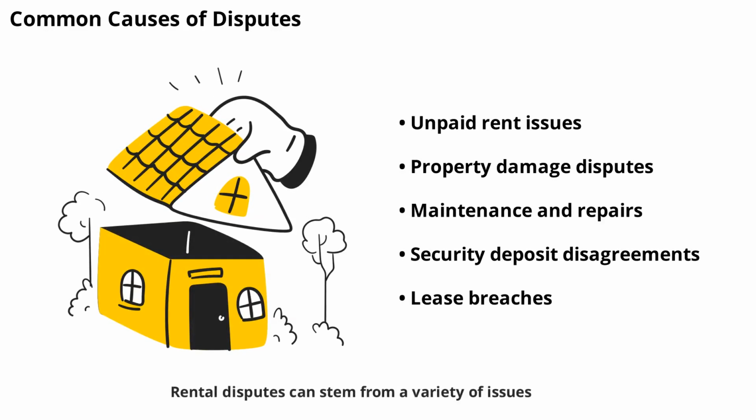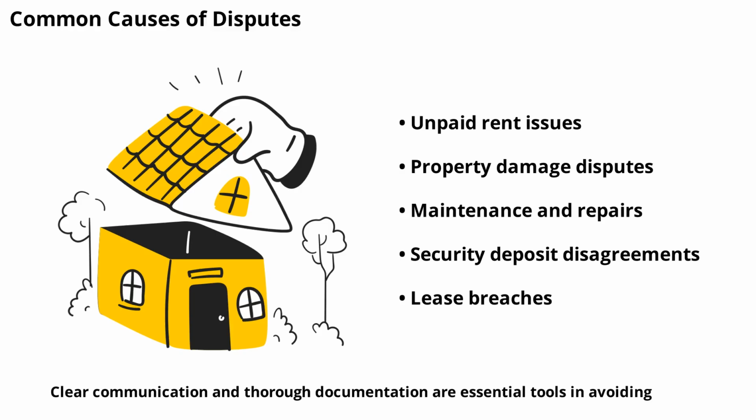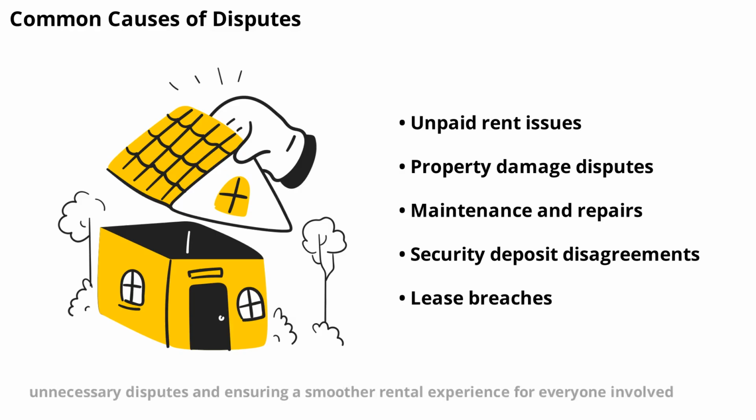Rental disputes can stem from a variety of issues. The most common causes include disagreements over unpaid rent, property damage, maintenance delays, security deposit returns, and breaches of lease agreements. Sometimes, misunderstandings about responsibilities or unclear lease terms can also spark conflict. By recognizing these triggers early, both tenants and landlords can take steps to prevent escalation. Clear communication and thorough documentation are essential tools in avoiding unnecessary disputes and ensuring a smoother rental experience for everyone involved.